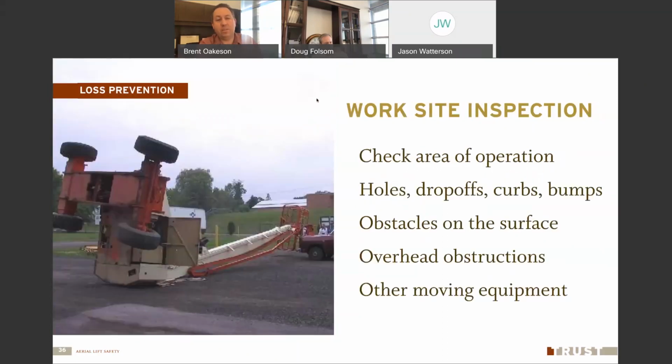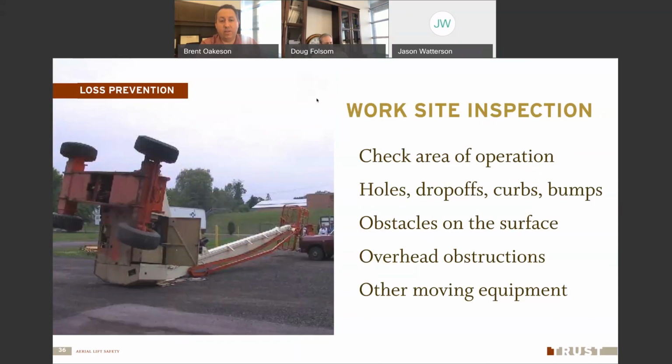Another critical thing you need to do is a work site inspection. Looking around before you go to use that lift, before you mobilize it around a project or on a job site, check it out, see if there's any drop-offs, see if there's any holes that you might hit, anything that might cause it to drop down, or any bumps or curbs, anything like that.